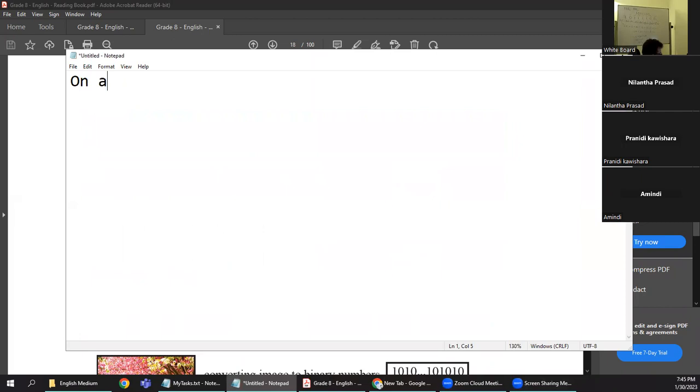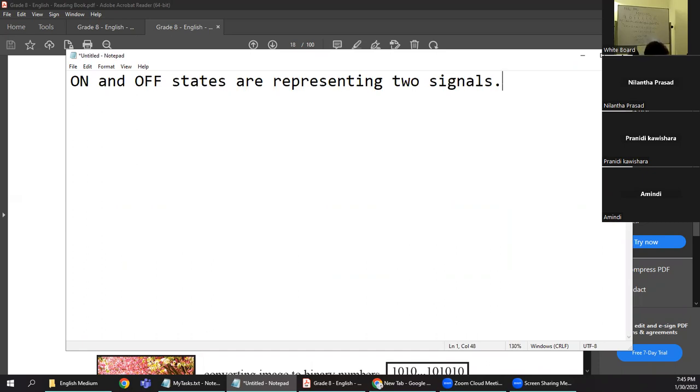So write down: on and off states are representing two signals.